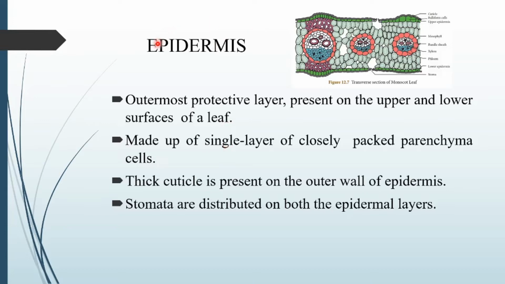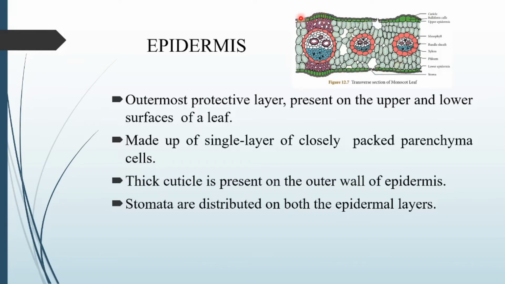First part is the epidermis. You all know the term epidermis. It is the outermost protective layer present on the upper and lower surfaces of a leaf, and it is made up of a single layer of closely packed parenchyma cells. It is unicellular, that is, a single layer. You can see that this green colored layer is the epidermis. This is the upper epidermis and this is the lower epidermis.